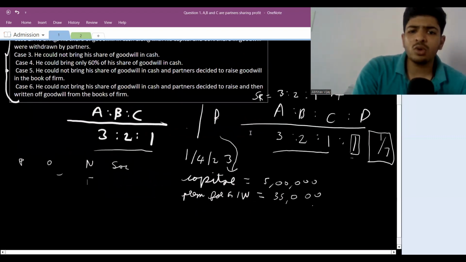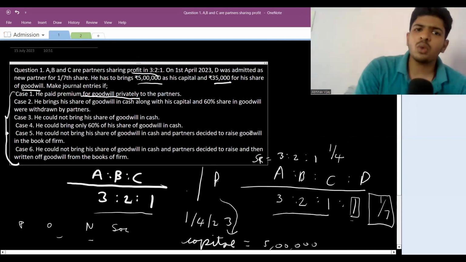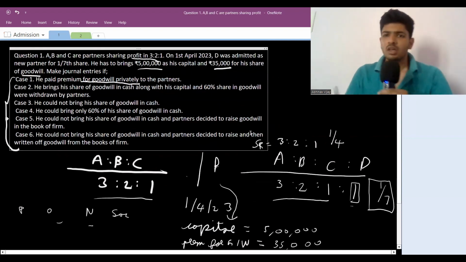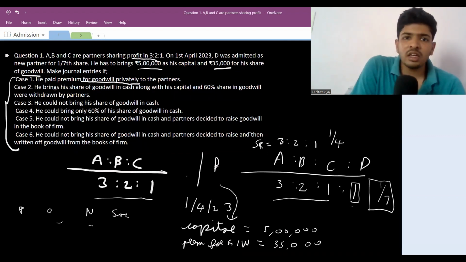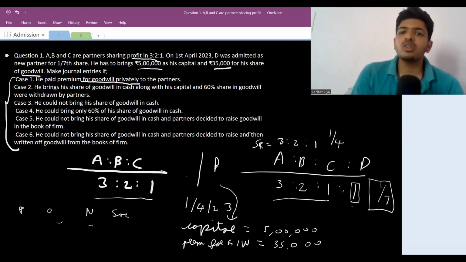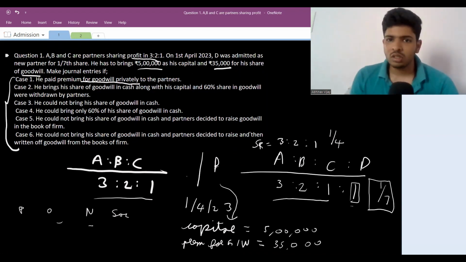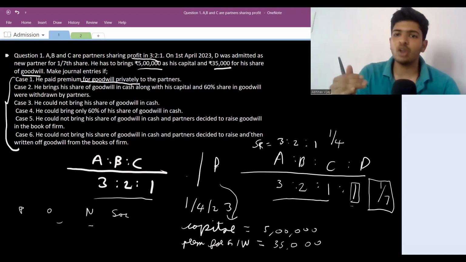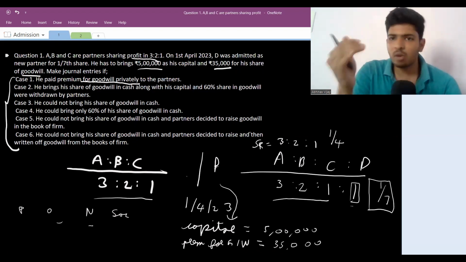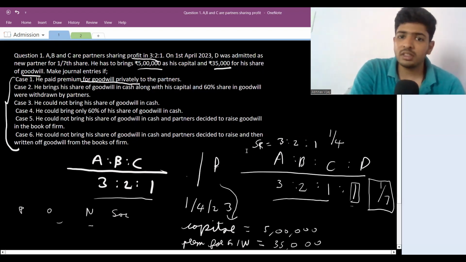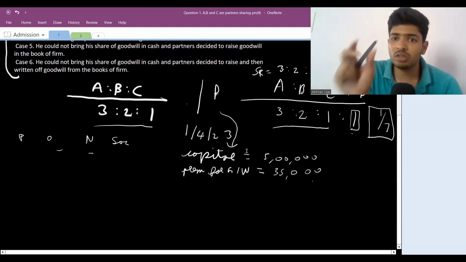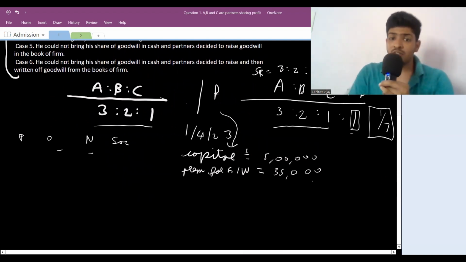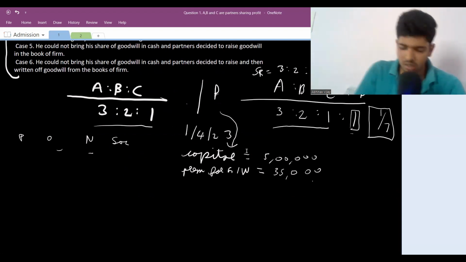Here I'm telling premium for goodwill is 35,000. So what does it mean? See, we know a goodwill entry should be made. But here they're telling 35,000 for his share of goodwill. So if he brought 35,000 from his house, that means in order to contribute for the loss in premium, he brought 35,000. But this does not say that 35,000 is the entire goodwill of the firm at that particular time. 35,000 is just his share of goodwill. But usually, how do we calculate his share of goodwill?